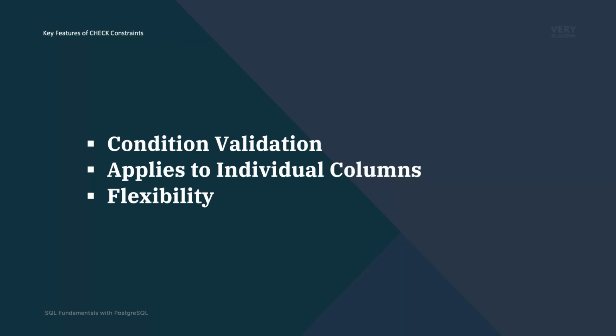Now, a check constraint ensures that the value of a column satisfies a logical condition. So if the value does not meet this condition, PostgreSQL will reject the insert or update operation. Now, a check constraint can be applied to an individual column to enforce specific rules, or it can enforce a condition on multiple columns. So it's very flexible.